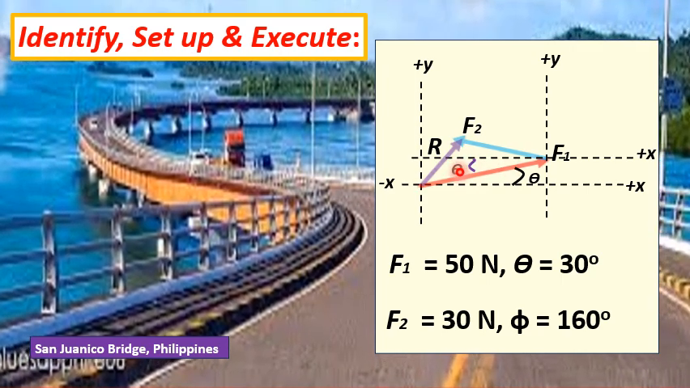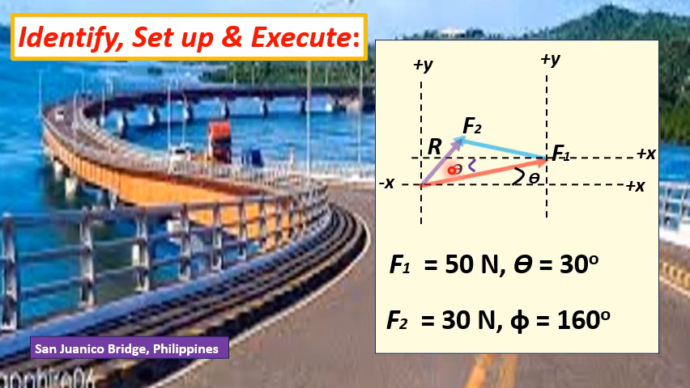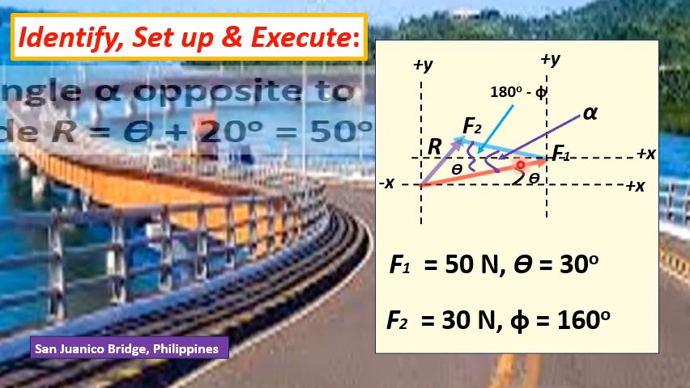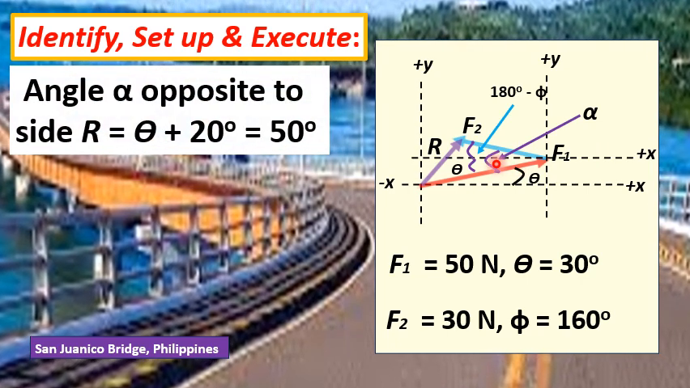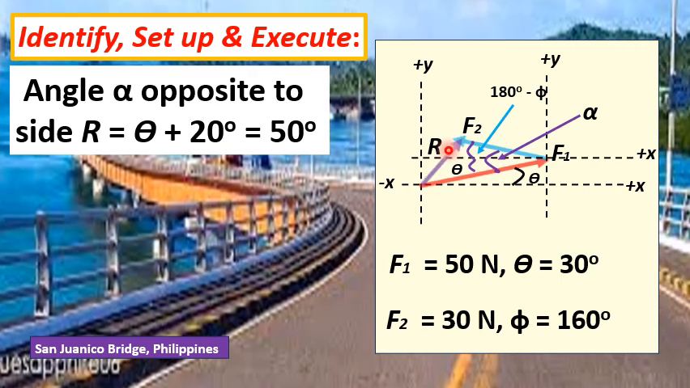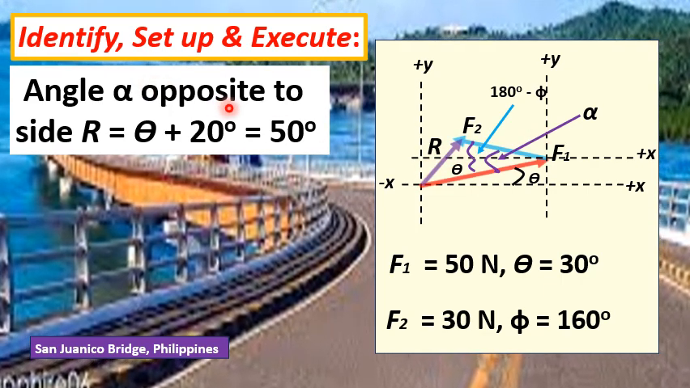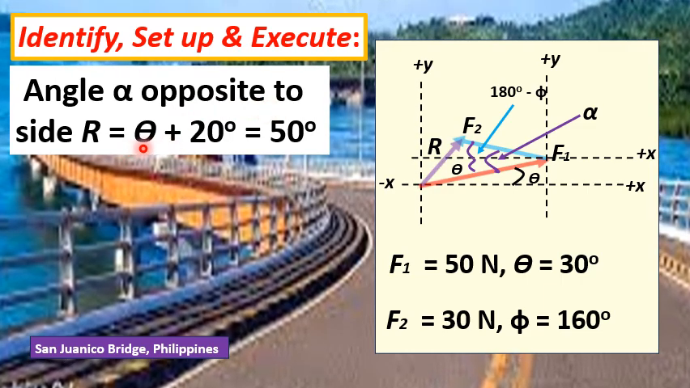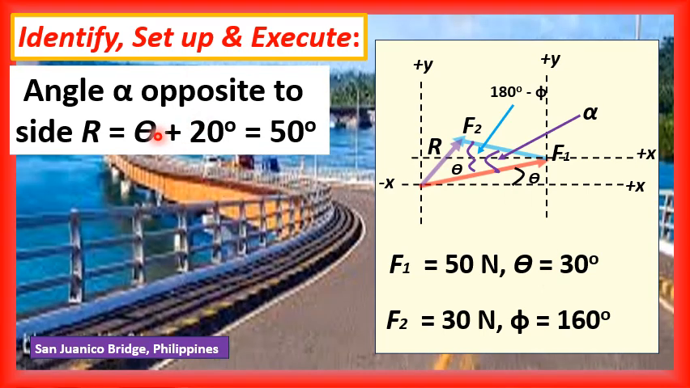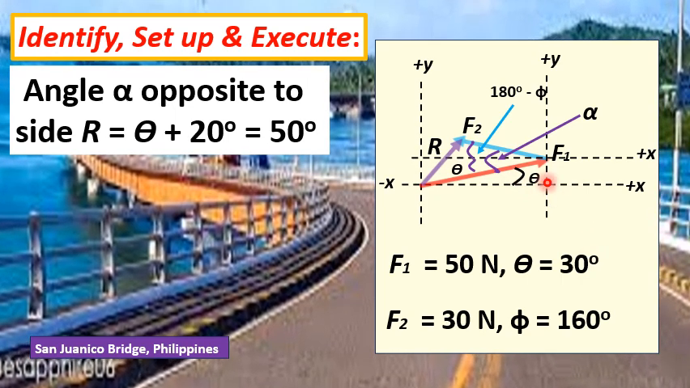In order to determine the magnitude of the resultant force big R, we first have to know what the angle alpha is, all right? The angle alpha is the angle opposite to the big R or the resultant force R, right? And that angle alpha happens to be equal to the angle theta plus 20 degrees, all right? Angle theta being 30 degrees. That's the angle that F1 forms with the positive x-axis.